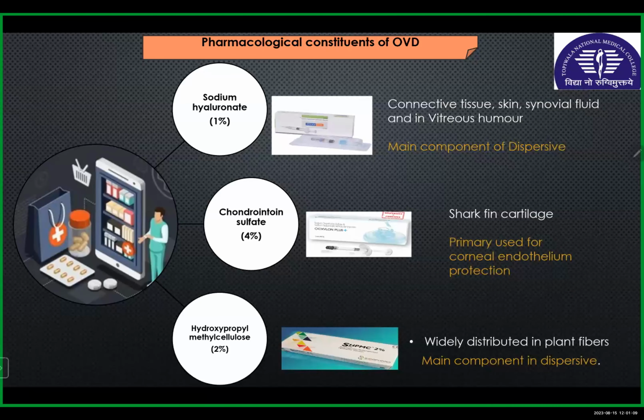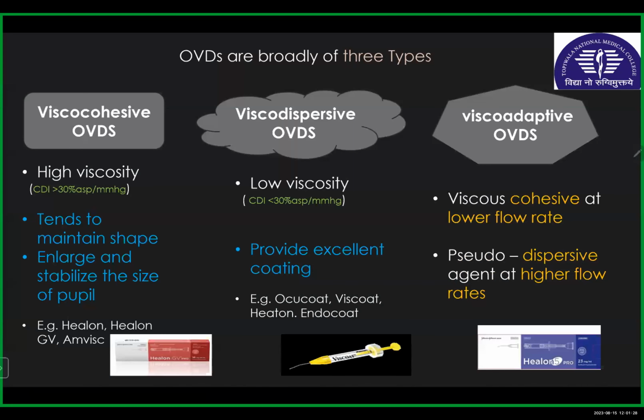We have three products as pharmacological agents. Sodium hyaluronate 1%. It is used as the main component of cohesive OVDs. Chondroitin sulfate 4%. It is primarily used for corneal endothelium protection. Then HPMC, hydroxypropyl methylcellulose 2%. It is a main component of dispersive OVDs.